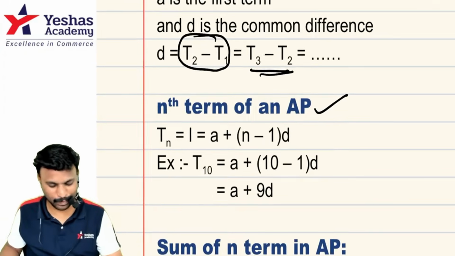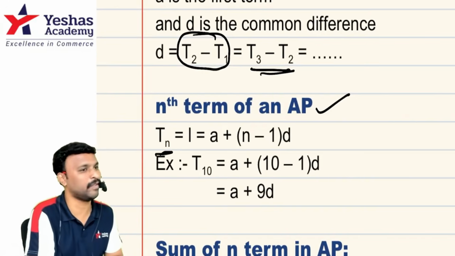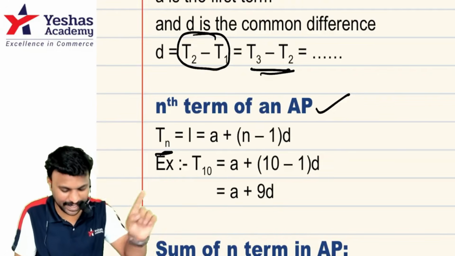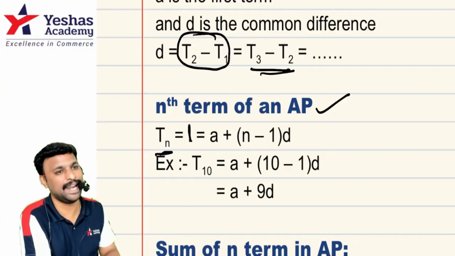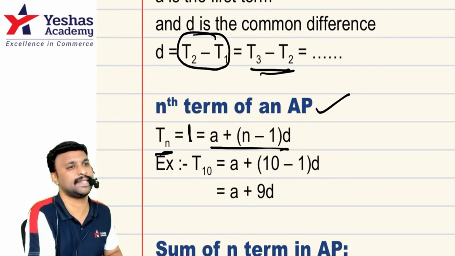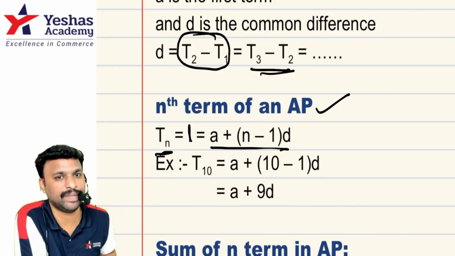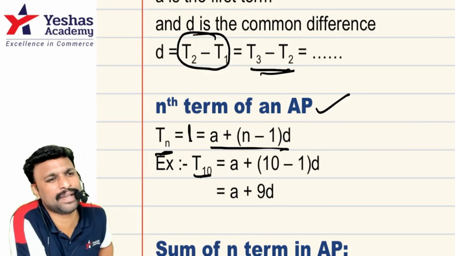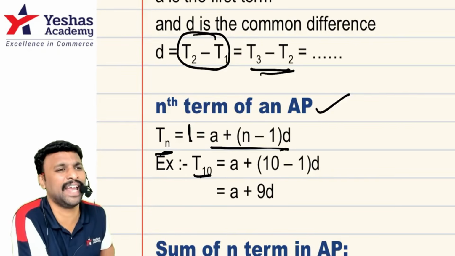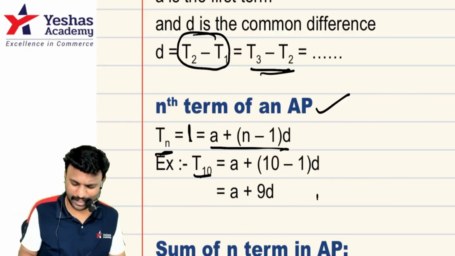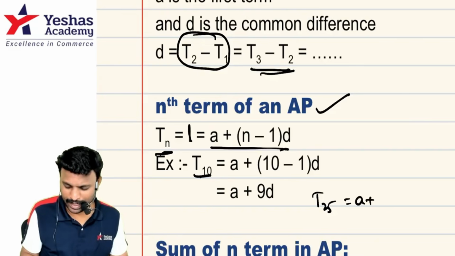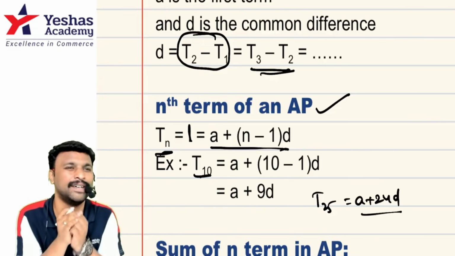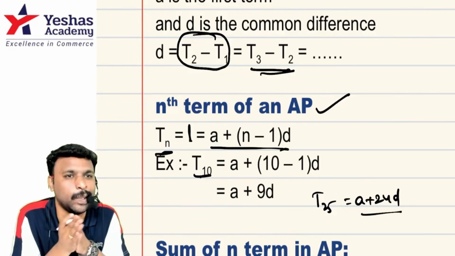So the last term of an AP, or nth term of an AP, represented by Tn, or you can even write it as L, is given by a plus n minus 1 into d. Is it clear? And if you want an example, T10 is a plus 9d, T15 is a plus 14d. What is T25? a plus 24d. Is it clear, everybody? Say yes or no.